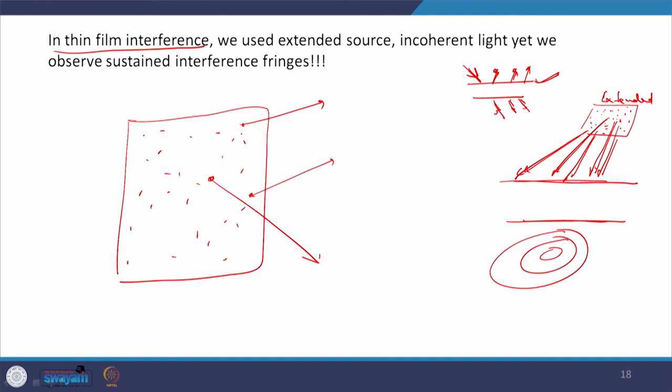Now, the question arises: how can interference among incoherent rays give rise to sustained interference fringes? It is a big question, because from the very beginning of interference, we studied that there are certain guidelines to observe sustained interference fringes. And what is the most important guideline? The most important guideline is that the interfering rays must be coherent, they must maintain a constant phase difference.